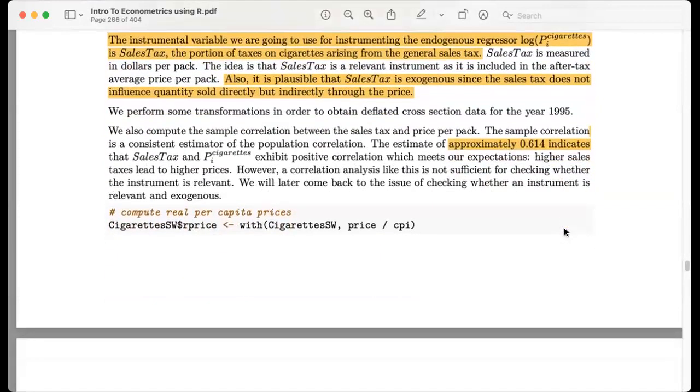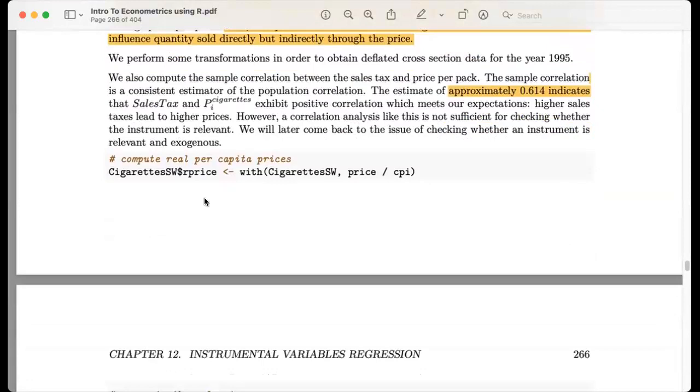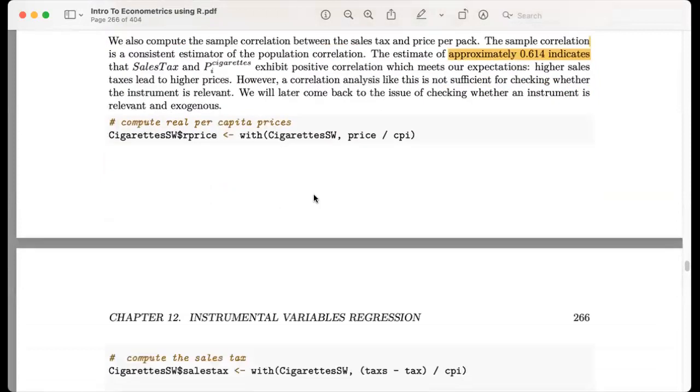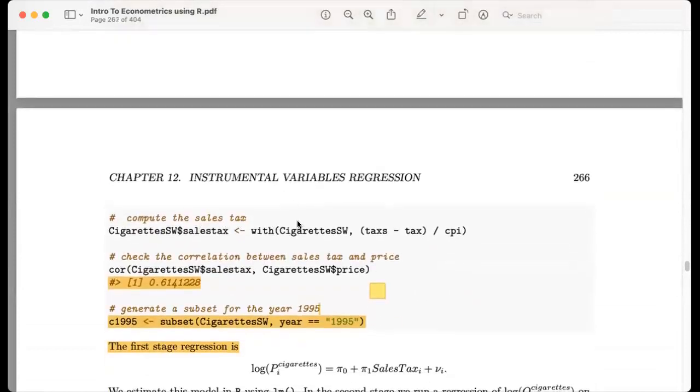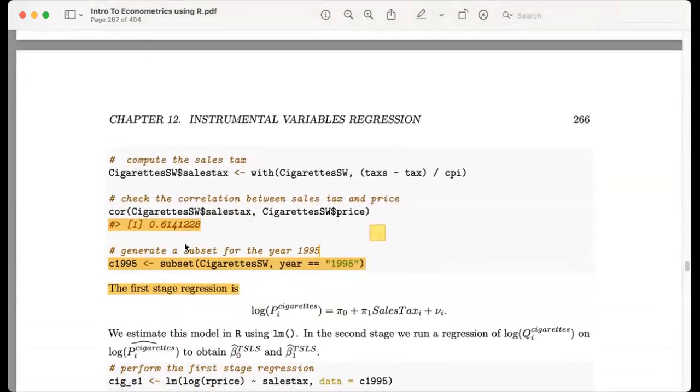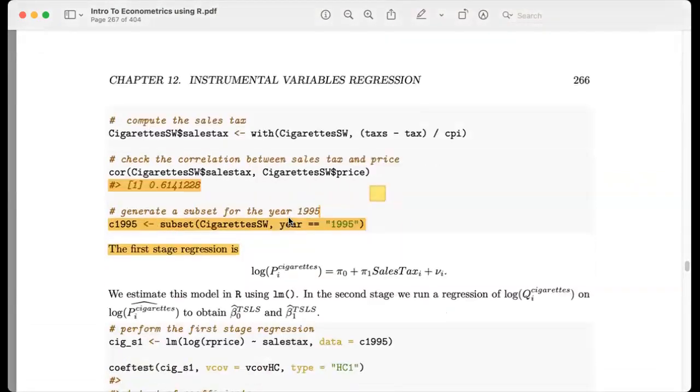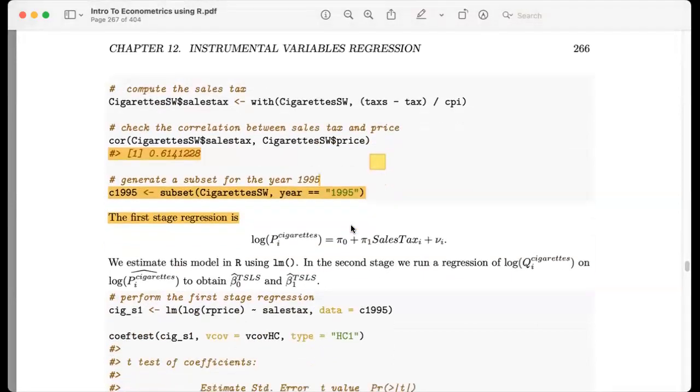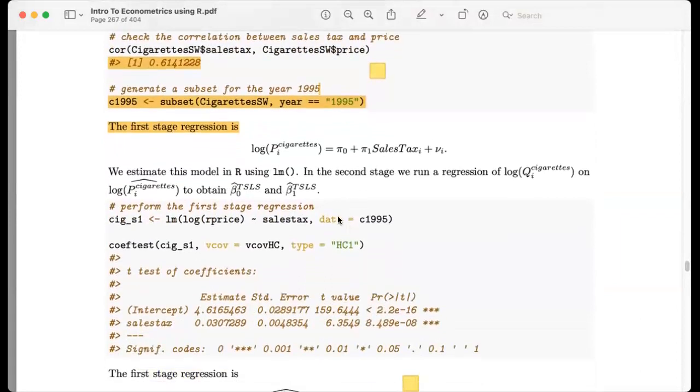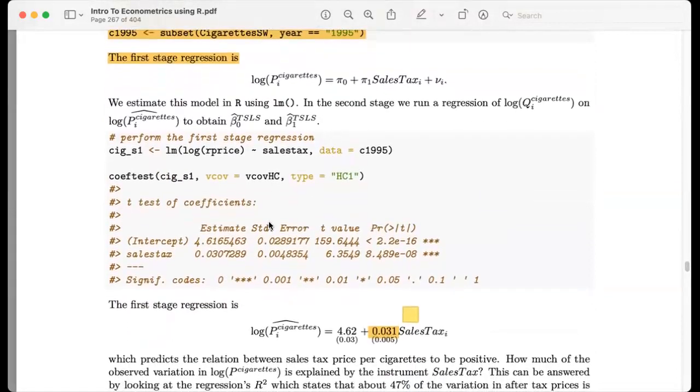So to do this in R, we will have to generate some variables. We compute the real per capita prices. We also compute the sales tax. We look at the correlation, which is 0.614, as we mentioned. Since we are looking at a cross section in 1995, we construct that. And then we run the first stage regression. That's the first stage equation, our instrument on the price. We see this.